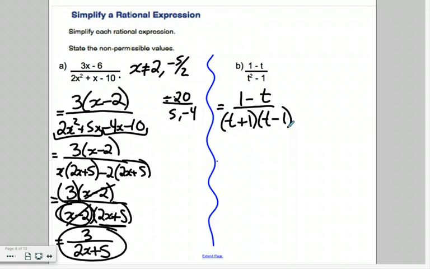What would cause these factors to equal 0? Well, t plus 1 would be 0 if t were to equal negative 1, so that's one of our non-permissible values, and t minus 1 would equal 0 if t was equal to 1, so 1 is also listed as a non-permissible value. Now we're trying to see, is there a common factor in both numerator and denominator?